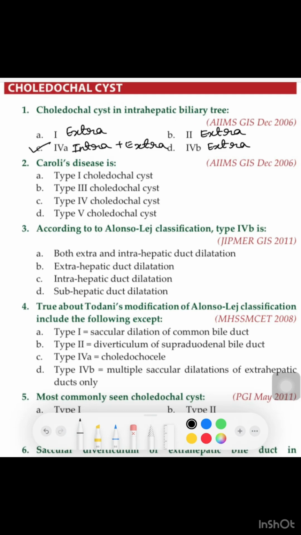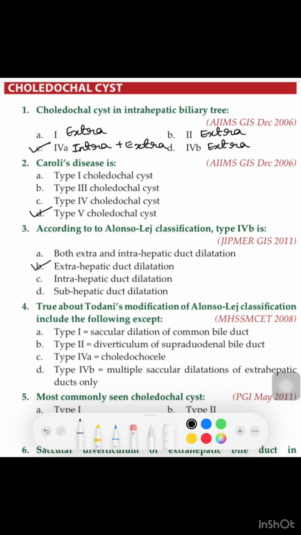Caroli disease is type 5 choledochal cyst, according to the Alonso-Lej classification, which is not used right now; we only use the Todani classification. Type 4b is only extrahepatic dilatation. So B is the correct answer.